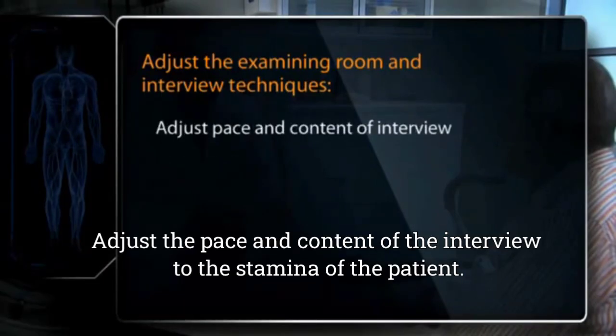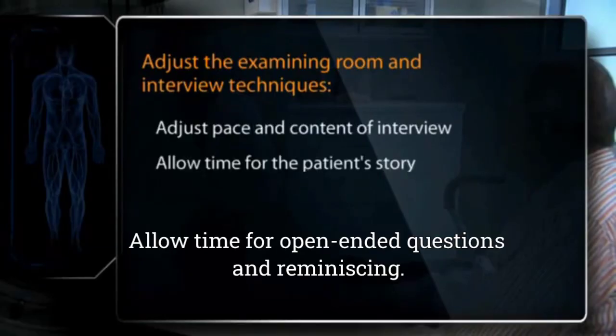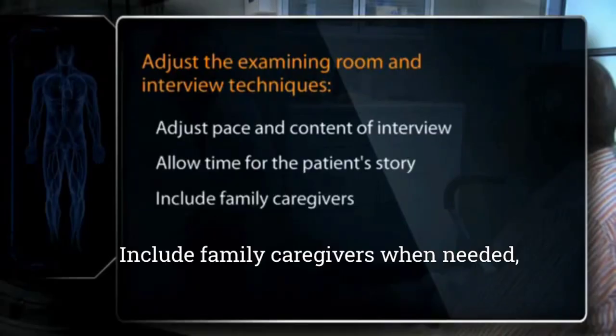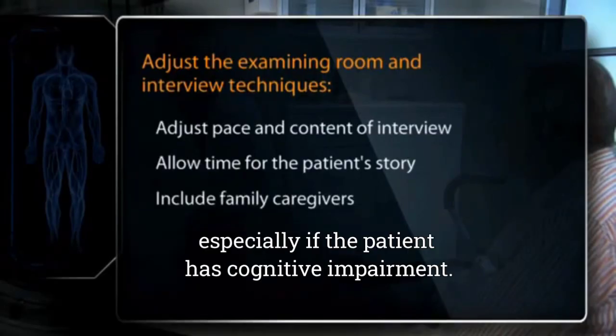Adjust the pace and content of the interview to the stamina of the patient. Allow time for open-ended questions and reminiscing. Listening to this process of life review provides important insights into the older adult's outlook and health concerns. Include family caregivers when needed, especially if the patient has cognitive impairment.